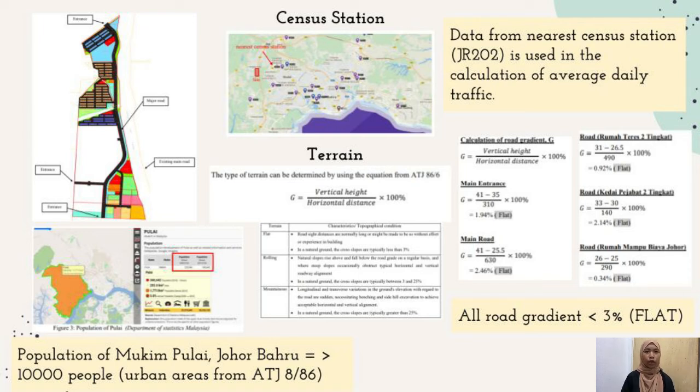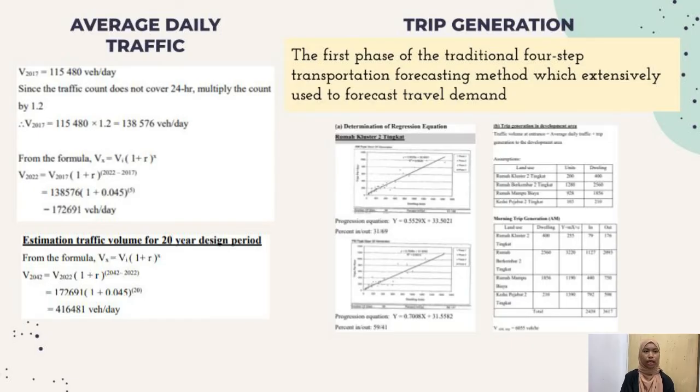The road gradient has been calculated, and it shows that all road gradients are less than 3%. So it shows that the terrain at our zone is a flat terrain. The next feature is average daily traffic. Average daily traffic is defined as the average 24-hour traffic volume at a given area over a period of time less than a year.